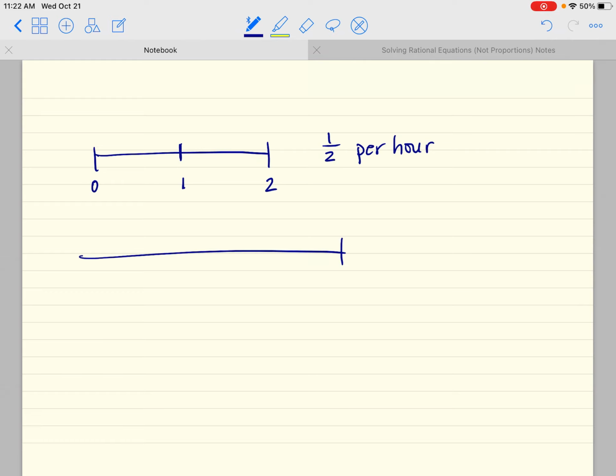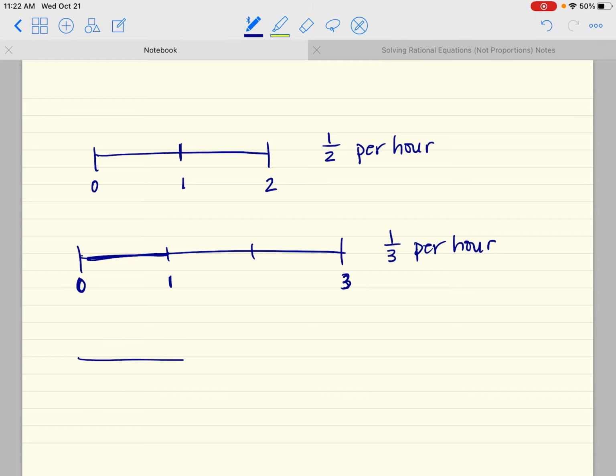The second pipe took 3 hours to complete the task, so it started at time 0, 3 hours later, done. So how much of the job is done in 1 hour for that second pipe? Well, in 1 hour, that would be a third of the job. So that is a rate. We could say the second pipe is doing 1/3 of the job per hour.